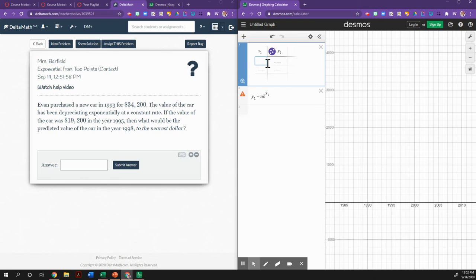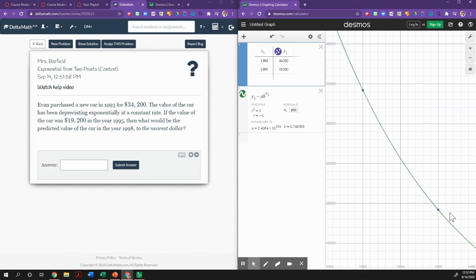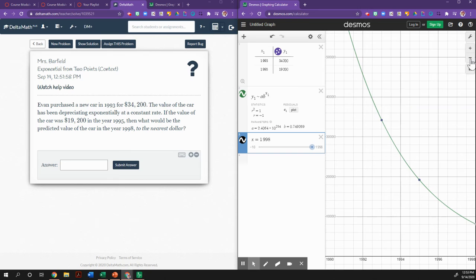dollar? So 1993, 34,200, and then in 1995, it was now 19,200. And I'm going to hit zoom fit. So there's my 2 points. And what do I think the car will be in 1998? I need to zoom out.